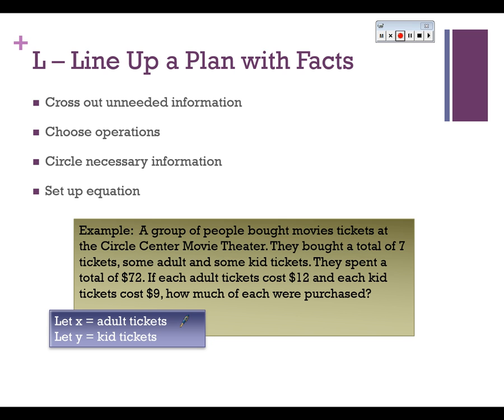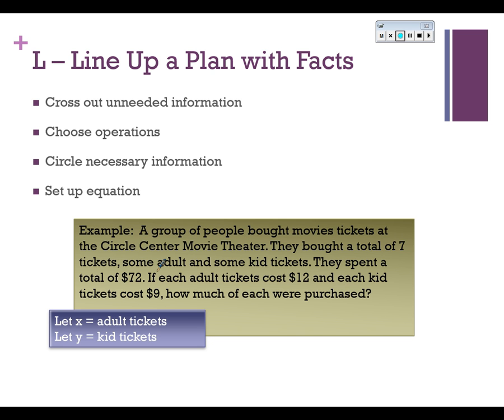Yeah, but to find out, of those 7, how many adult and how many kids there were, you have to use this other information they gave you. Because think about it: if I told you there were 7 tickets bought, would you really know how many were adult and how many kids without any other information? It could be 6 and 1, 1 and 6, 3 and 4, 4 and 3, 5 and 2.